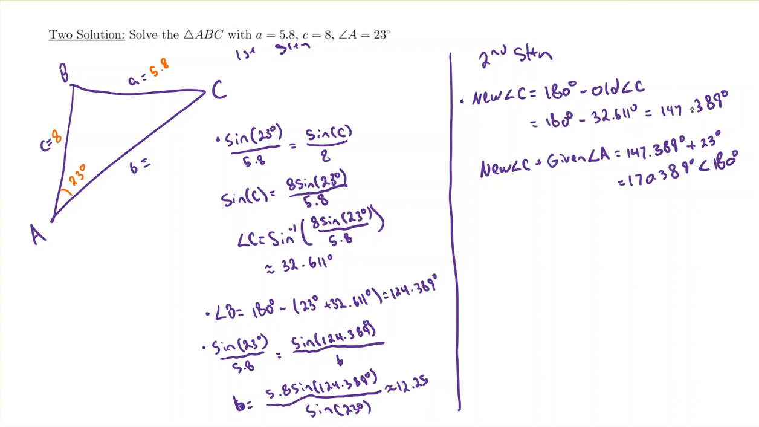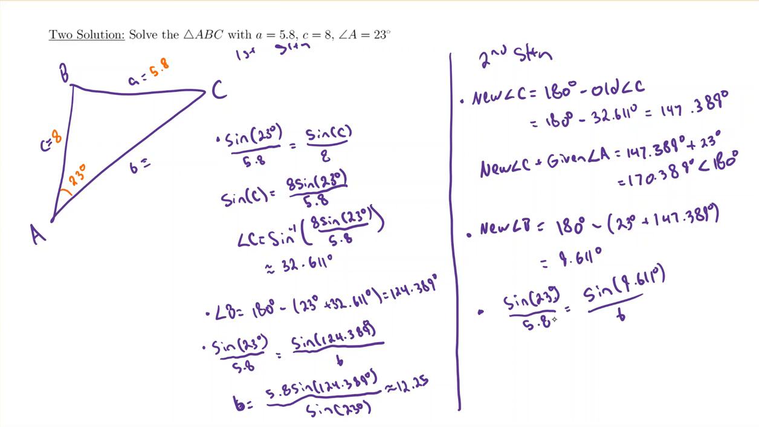So my new angle C and my second solution is this 147 and change here. I have my given angle A from the original statement of the problem. My new angle B is just going to be equal to 180 degrees minus the two other angles in my triangle. So minus our given angle of 23 and our new angle C of 147.389. So that will give you an angle of about 9.611 degrees. And then finally, you could solve for your side length b. So I set up law of sines. Again, still using the information I knew from the beginning because these aren't rounded, to give me a new side length b of about 2.478. So here's an honest to God 2 solution example.